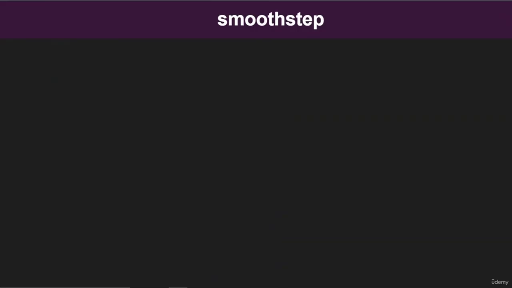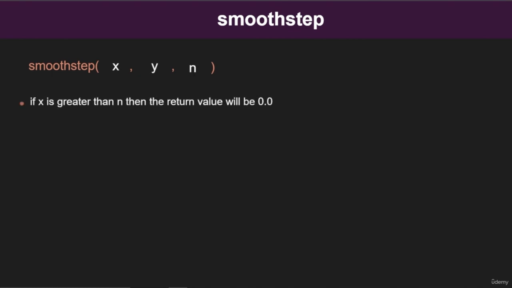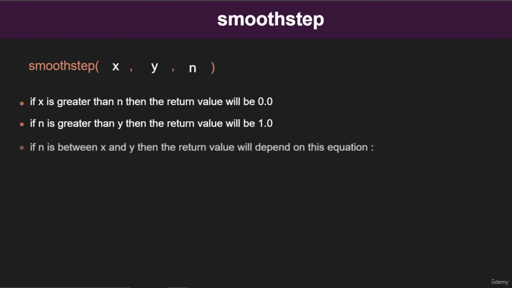Okay, the next function is the smoothstep. The smoothstep is similar to the step function. But in the smoothstep, we will have an interpolation between the two values. And the return value will be a smooth interpolation, which means that we will have a color mixing. The smoothstep accepts three things. If the x value is greater than the n value, then the return value will be 0. And if the n value is greater than the y value, then the return value will be 1. And if the n value is between the x and y values, then the return value will depend on this equation.